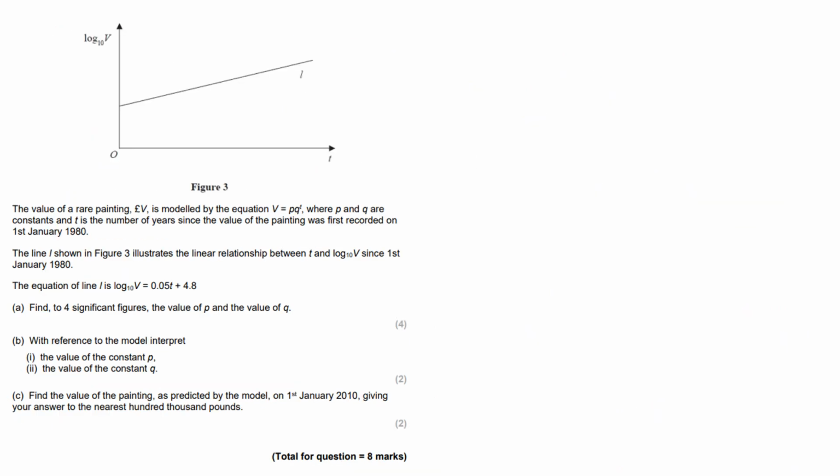This next question is an exponential model, modeling the value of a rare painting. So we've got here V and T, and it would be this sort of shape with V equal to PQ^T equation. But we've linearized it and got a straight line, and we've done that by taking logs to both sides.